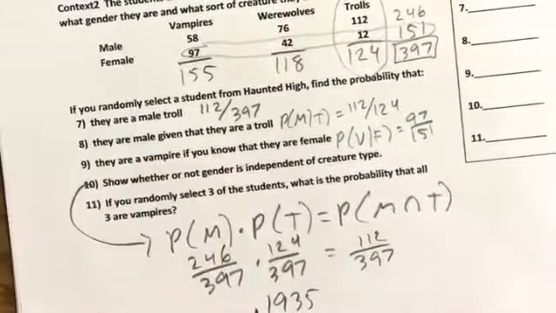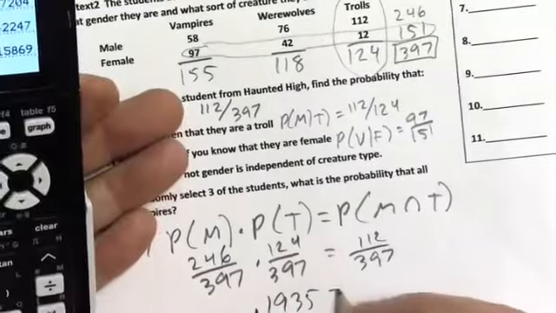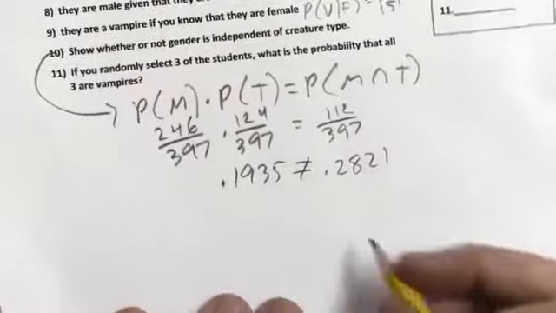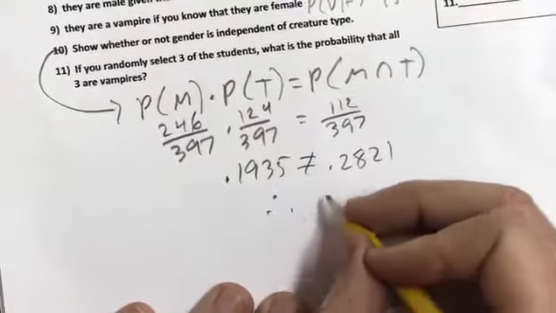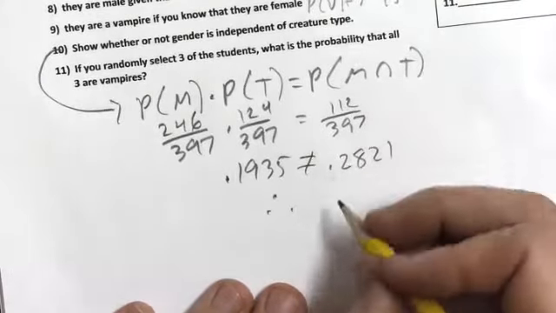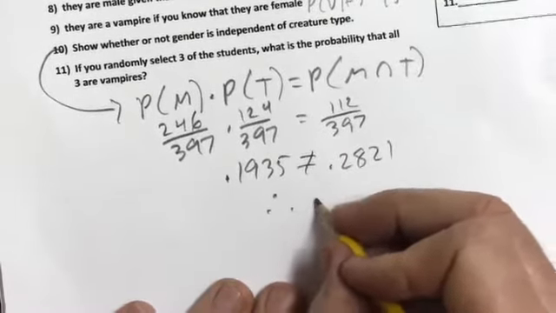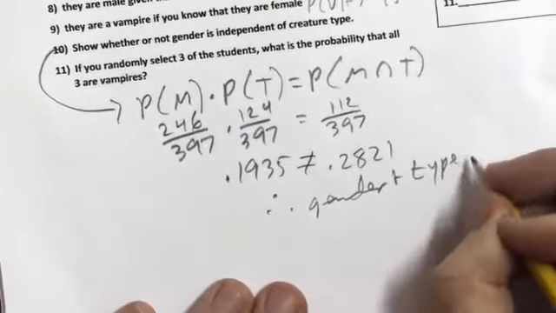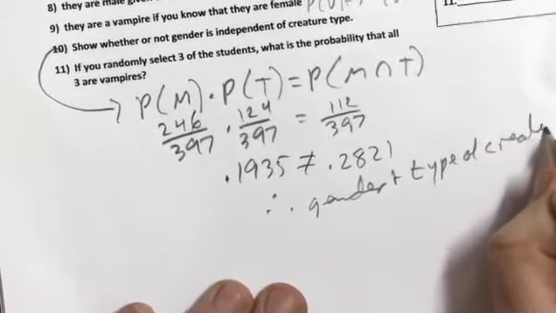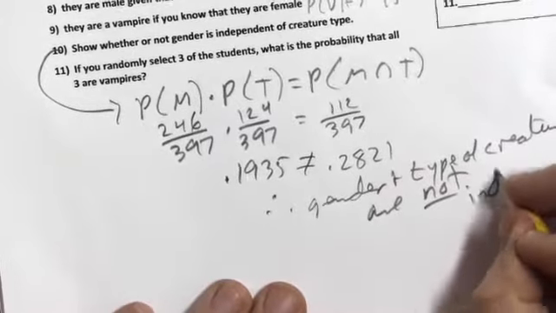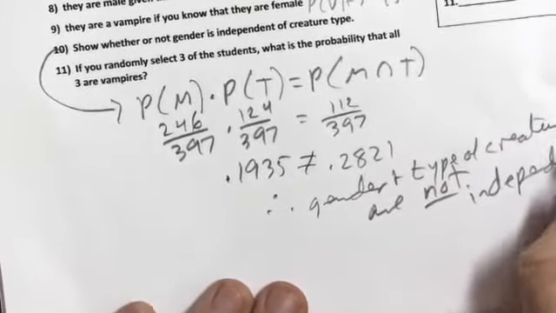And let's see what this is equal to. So 112 divided by 397, and that is equal to 0.2821. Those are not equal. Therefore, being male and being a troll are not independent, which means that gender and type of creature are not independent. The occurrence of one changes the probability of the other.